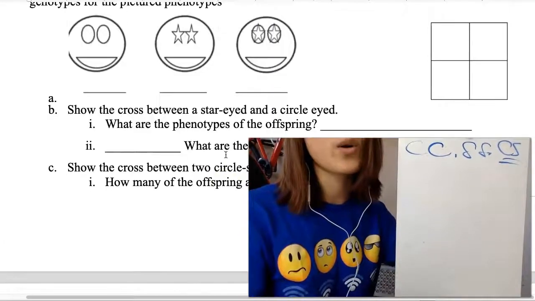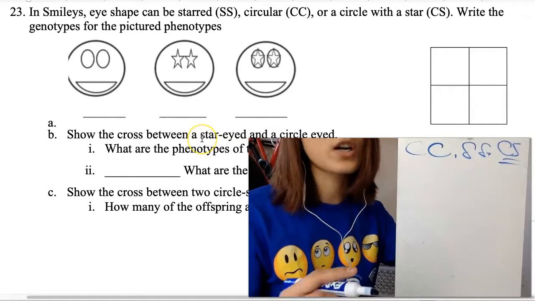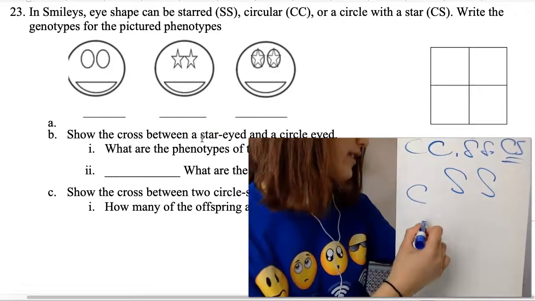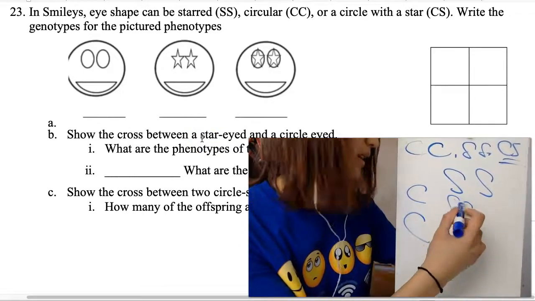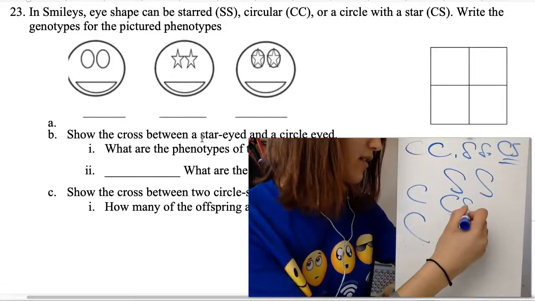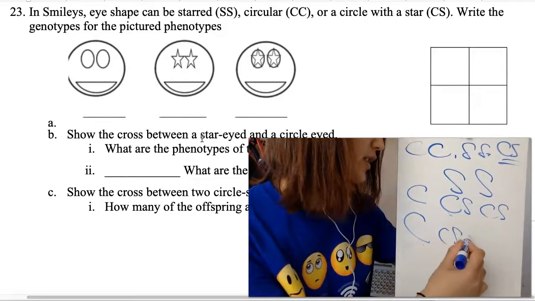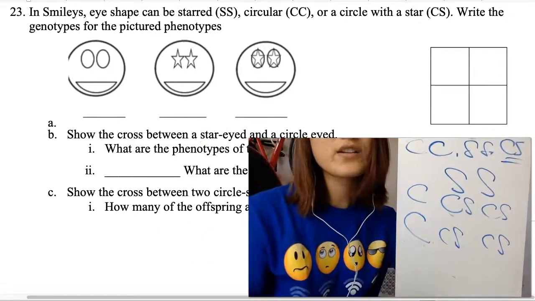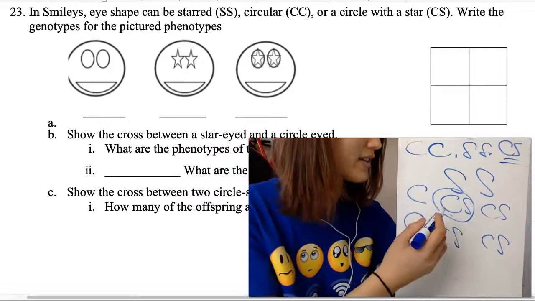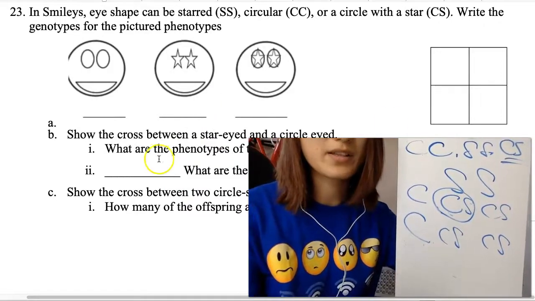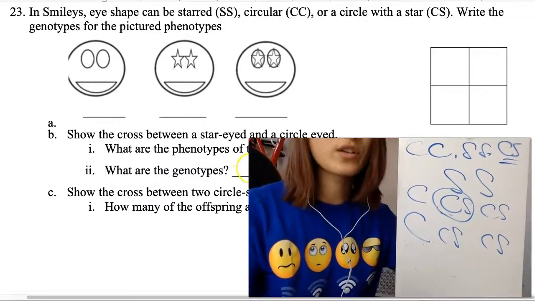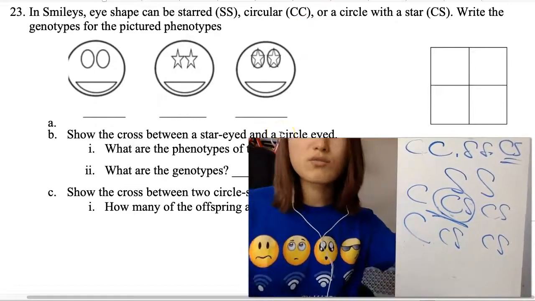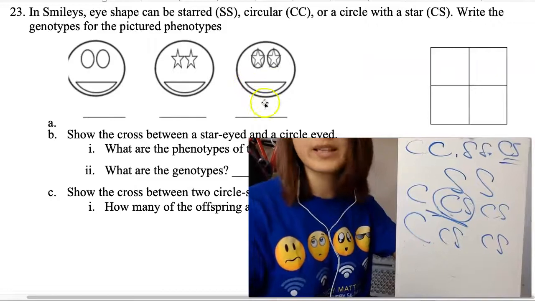Okay? So now we're going to do a cross between a star-eyed individual. In this case, the star eye is our SS. And then we're doing a circle eye, C. Oh, I got it backward. All the offspring are going to be CS. It doesn't matter really which letter you write first, but in this case, it already tells you that it should be CS, right? So the phenotypes of these offspring are all going to be CS, and they will have circle star eyes, right? This blank shouldn't be here. What about the genotypes? All the genotypes should be CS, right? That's pretty easy. This is a very visual representation of how codominance works. You see both traits at the same time.